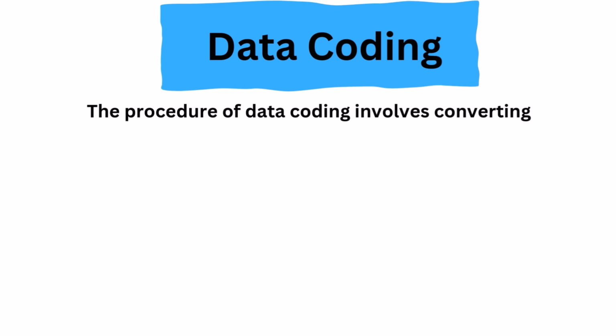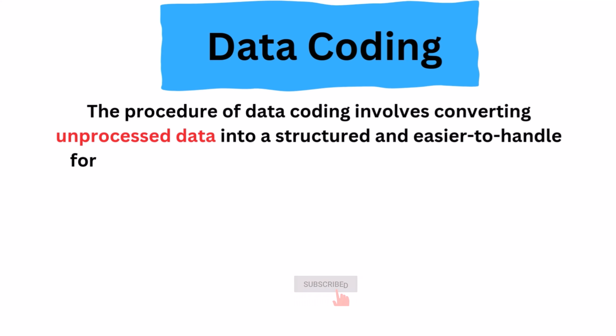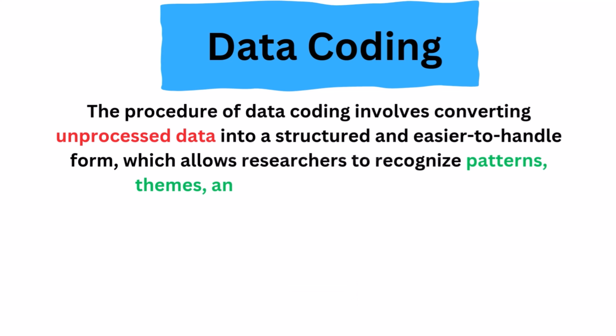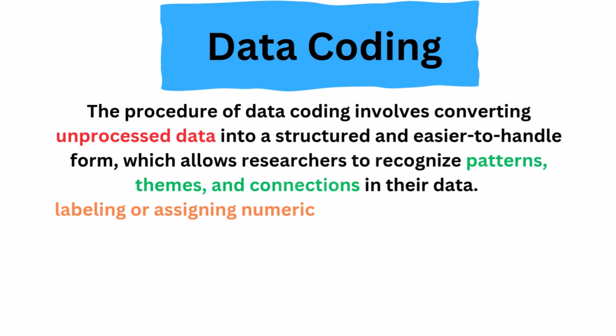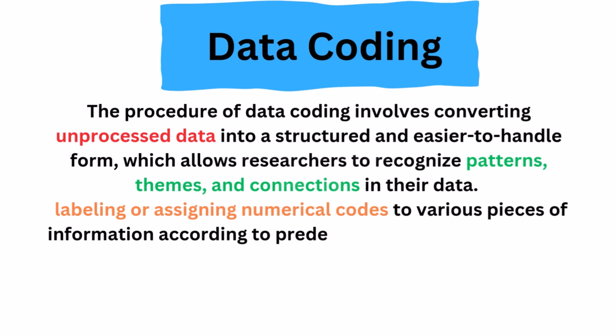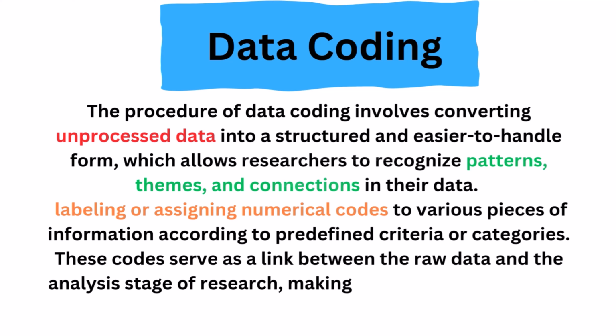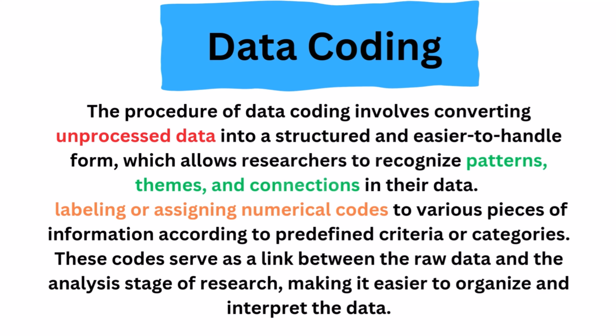The procedure of data coding involves converting unprocessed data into a structured and easier-to-handle form, which allows researchers to recognize patterns, themes, and connections in their data. This process includes labeling or assigning numerical codes to various pieces of information according to predefined criteria or categories. These codes serve as a link between the raw data and the analysis stage of research, making it easier to organize and interpret the data.